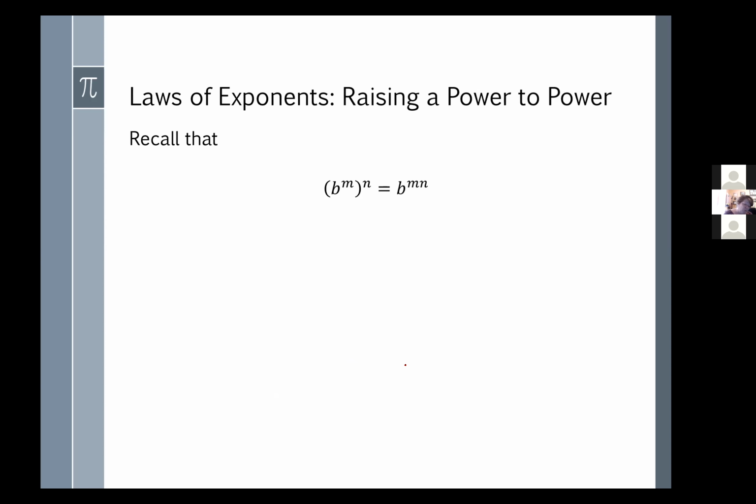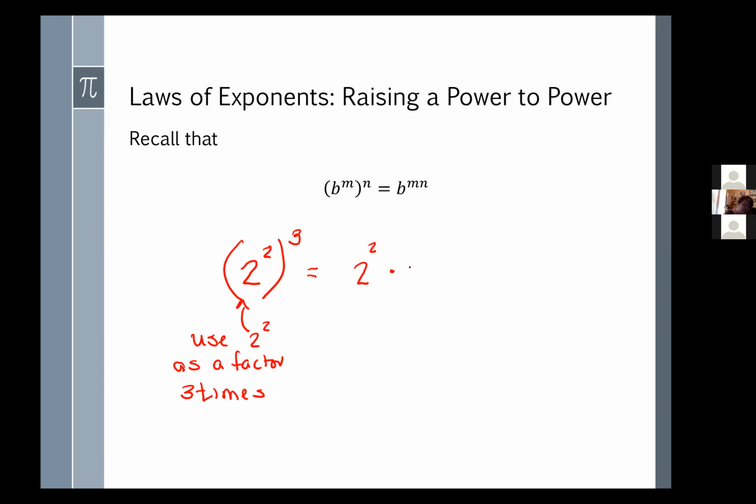For example, let's say you have 2 squared and you raise that to the third power. Now, what that means is to use 2 squared as a factor 3 times. So this means 2 squared times 2 squared times 2 squared.